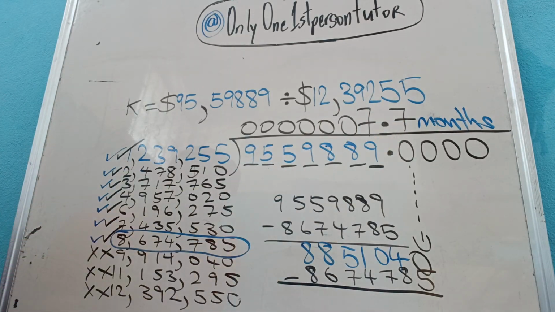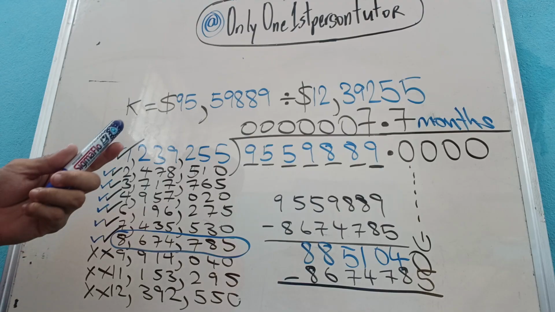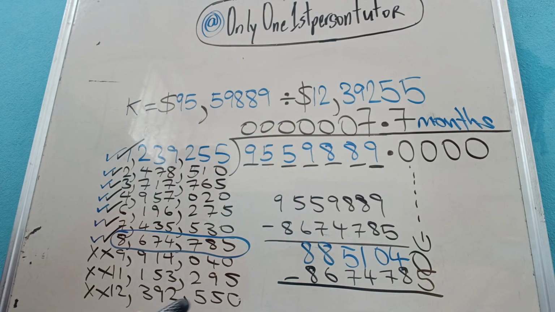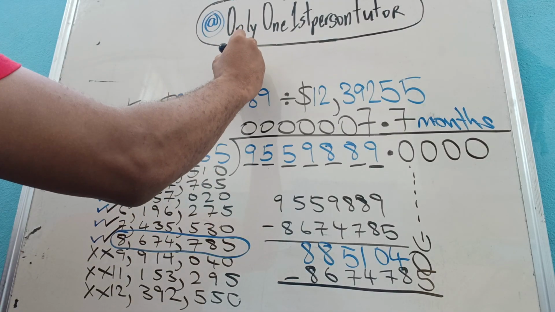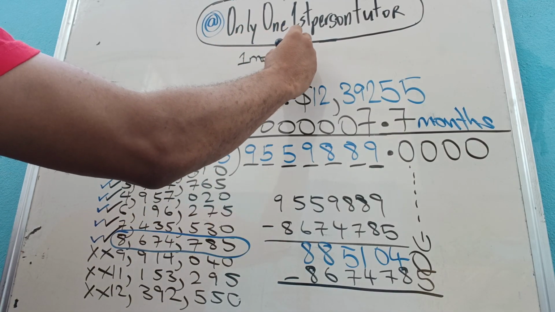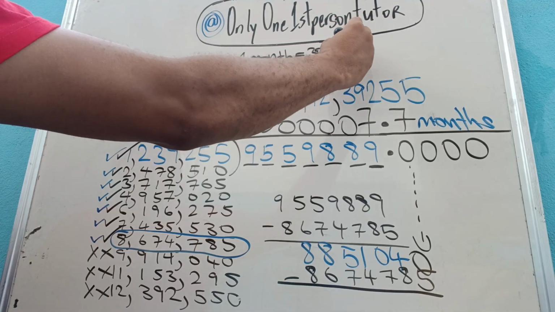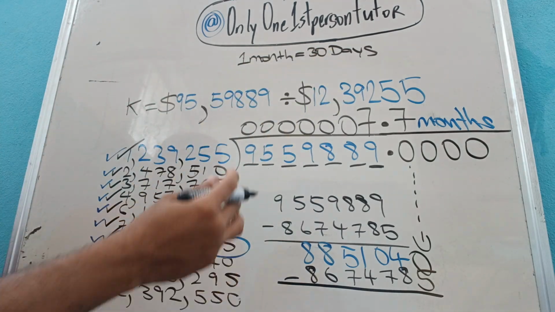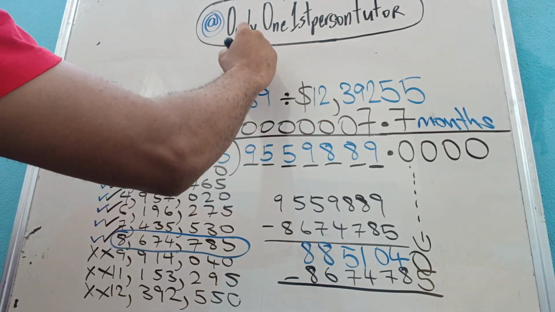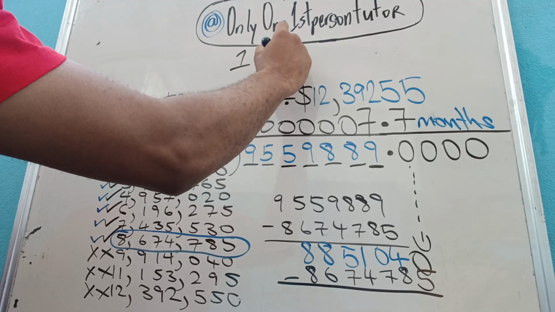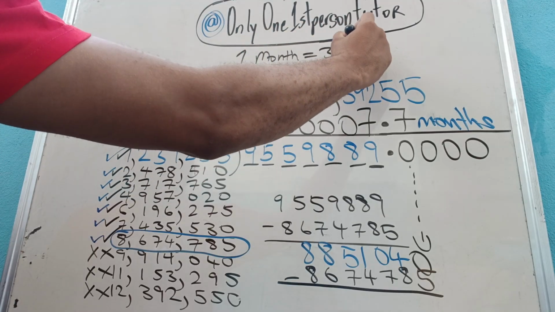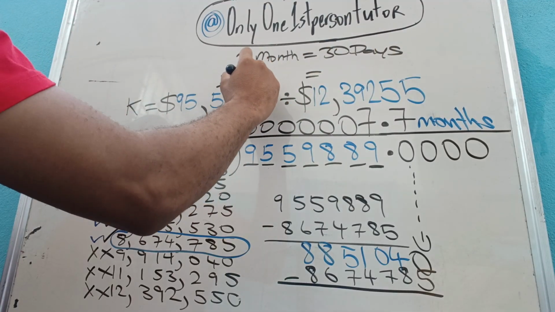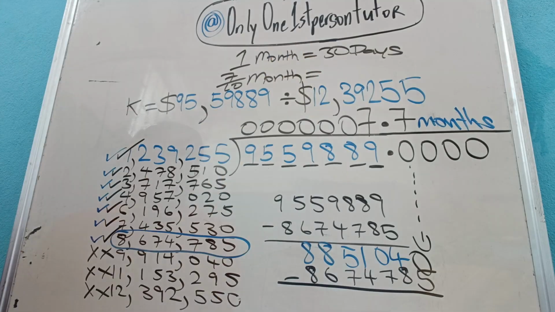7.7 months is roughly 8, right? But what if I wanted to know how many days that was actually going to be? Well, we can actually solve that problem. If 1 month is approximately 30 calendar days, for argument's sake. Now, I hope you can see this. If you can't, I apologize. I might have to write that a little bit bigger. So let me know, right? 1 month is 30 calendar days. So the question is, what is 7/10 of a month?